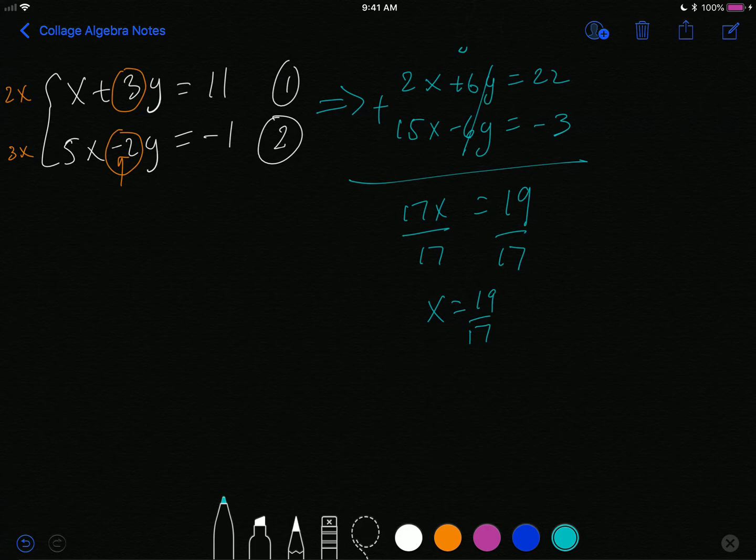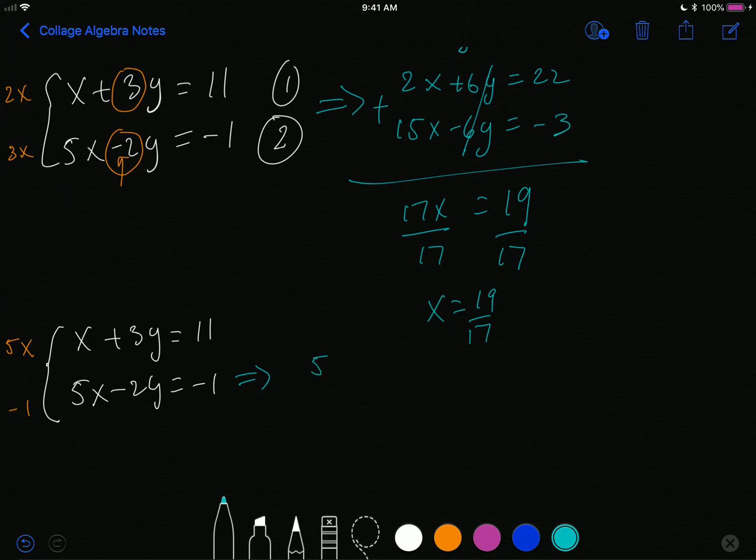And if you're like me and you don't really like working with fractions, you can just go back to the same equations and then just eliminate the other variable to find the other answer. So you have x plus 3y equals 11. You have 5x minus 2y equals negative 1. But now I want to eliminate the x's. So the first one I'll multiply by 5. And the second one I'll multiply by negative 1, because again the signs are the same. So you have to use one of them for negative.